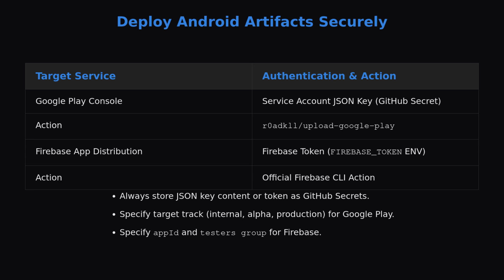For Firebase App Distribution, generate a Firebase token using the Firebase command line interface and store this token as a secret. Use the official Firebase command line interface action, specifying the application ID and the target testers group for distribution. Ensure the token is passed via the environment variable FIREBASE_TOKEN for authentication purposes. Never embed the service account key or the Firebase token directly in the workflow file. Always reference them securely through the secrets context.